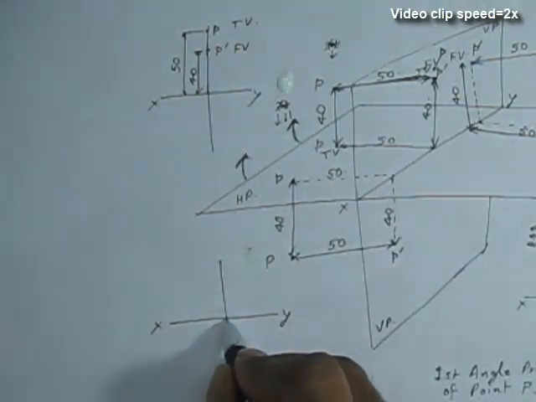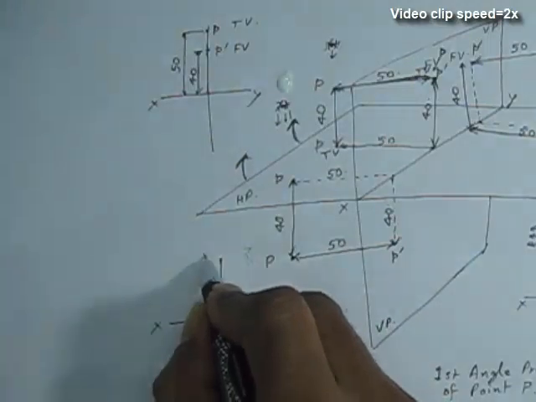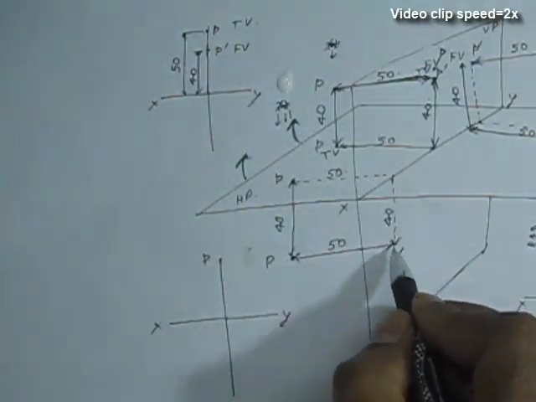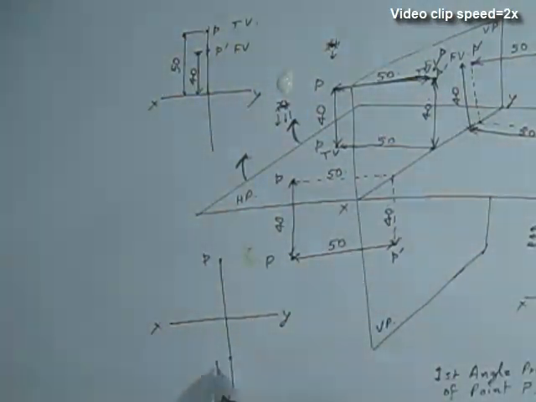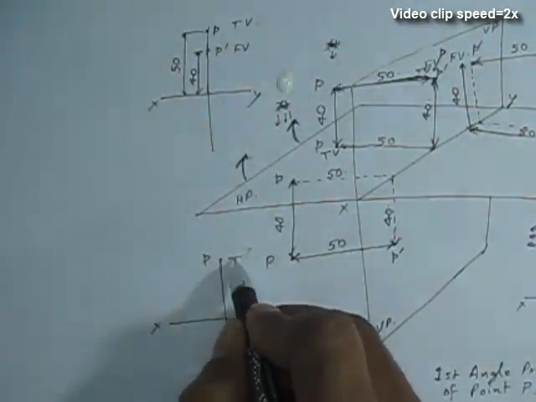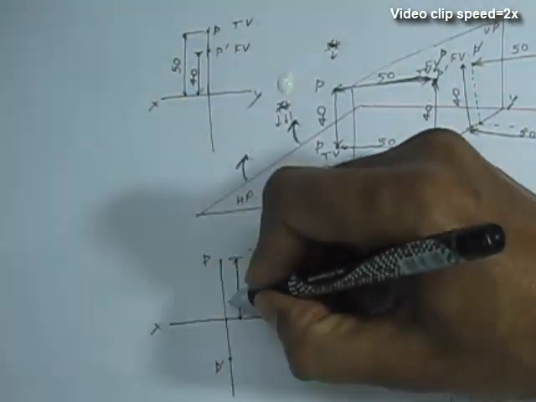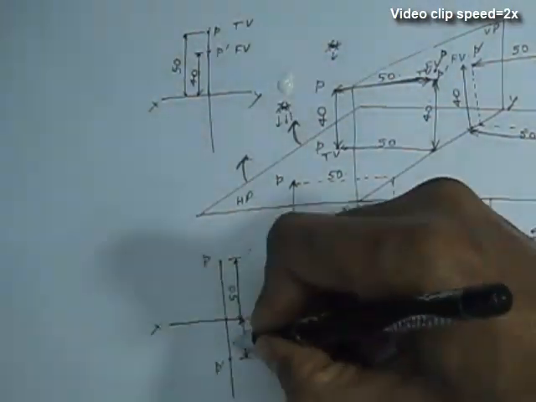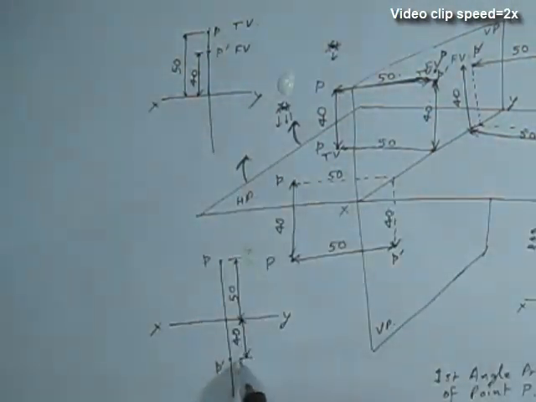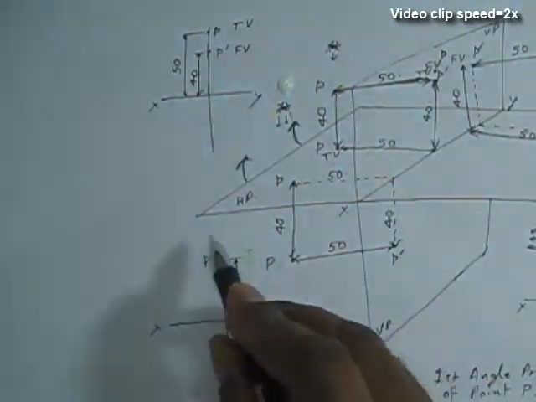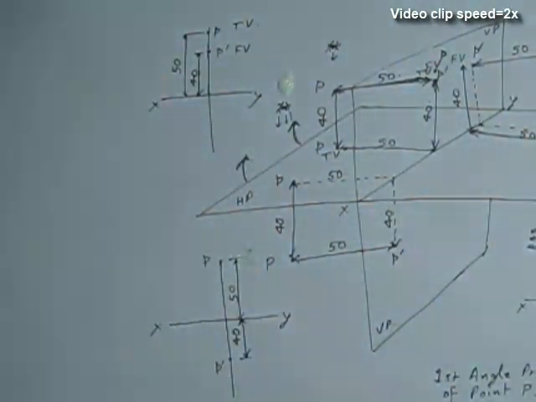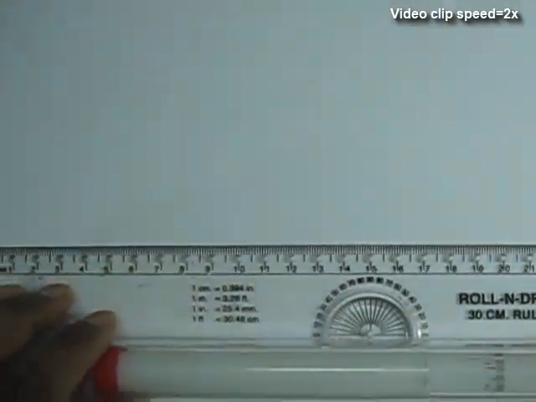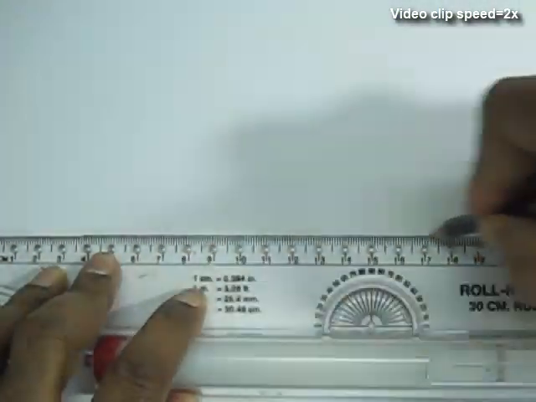So the reference line XY, and then a vertical line we draw, and on this vertical line we draw the top view and the front view of this point P. So P is the top view, which is above the reference line, 50 mm above the reference line, and P prime is the front view, 40 mm below the reference line. So this is the projection of a point in the third angle projection system. Let us draw this on a drawing sheet.